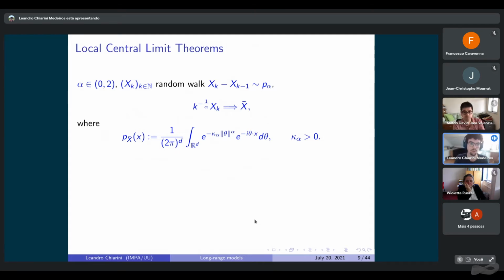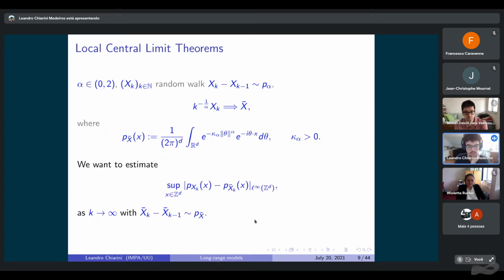And what we want to study here, why I'm talking about local central limit theorems, is usually in terms of the density, trying to control the density. We want to estimate the difference of densities between the random walk whose steps are sampled according to P alpha, and the random walk whose steps are sampled according to P x bar. And we want a uniform bound on this, and we want to understand how this decays according to k.